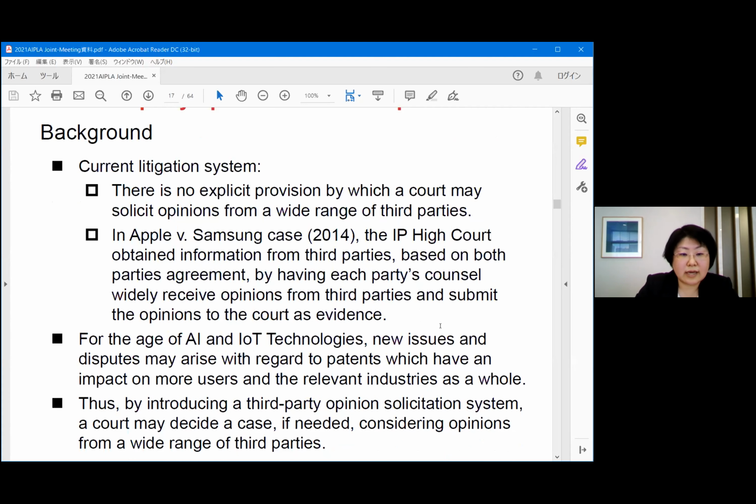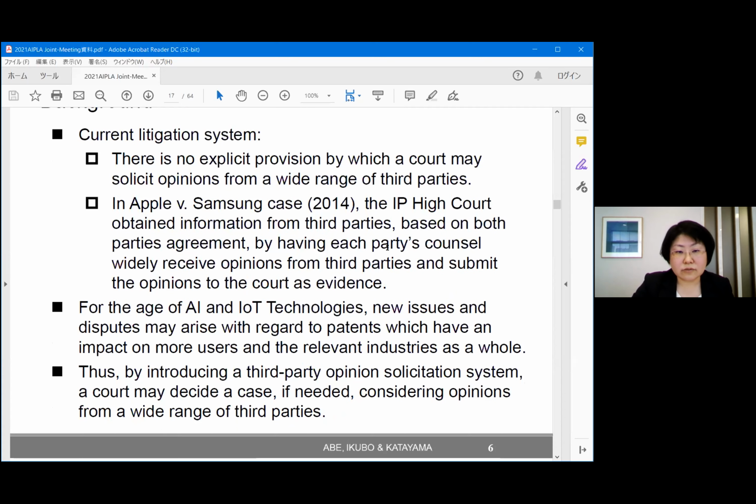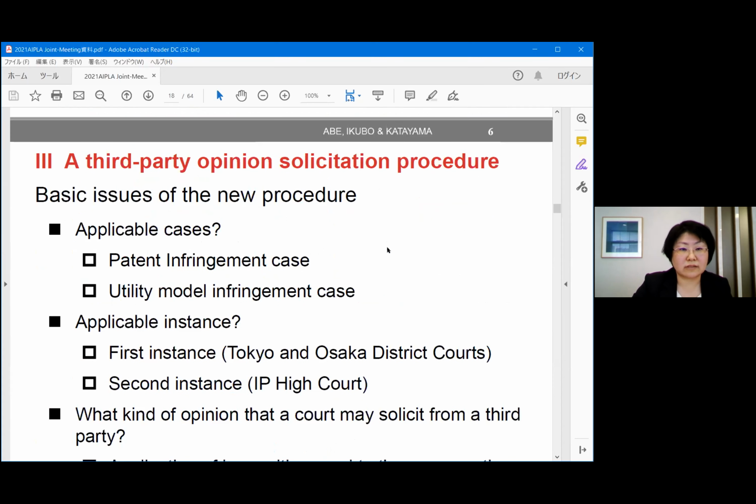But for the age of AI and IoT technology, new issues and disputes may arise with regard to patents which have an impact on more users and the relevant industry as a whole. Thus, by introducing a third-party opinion solicitation system, a court may decide a case, if needed, considering opinions from a wide range of third parties. So that's why the bill is introducing this new procedure.